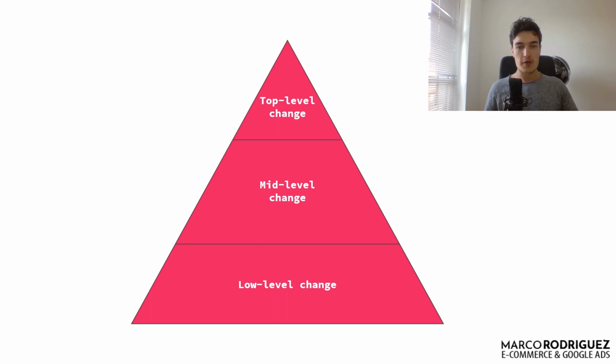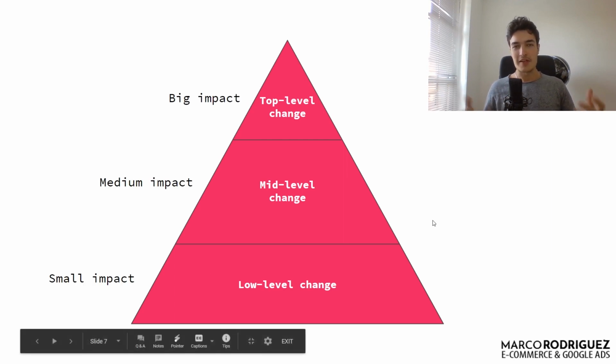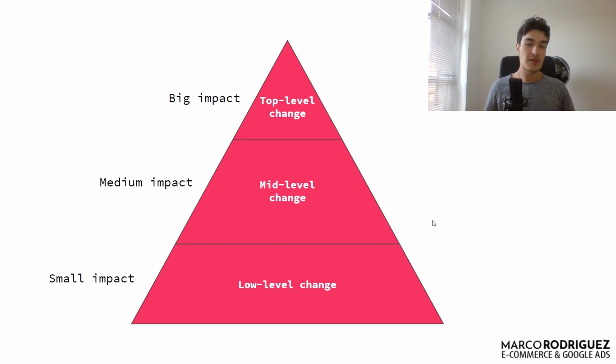Then based on the situation, here is basically the optimization pyramid. We have low-level changes, mid-level changes, and top-level changes. The low-level changes, obviously, as you might guess, have a small impact, whereas the mid-level changes have a medium impact, and the top-level changes are the ones that have a really, really big impact.